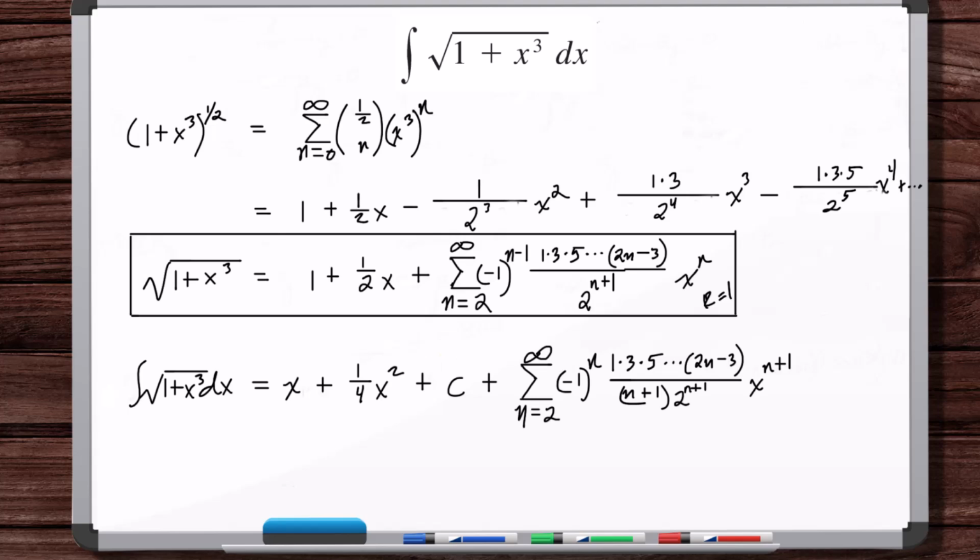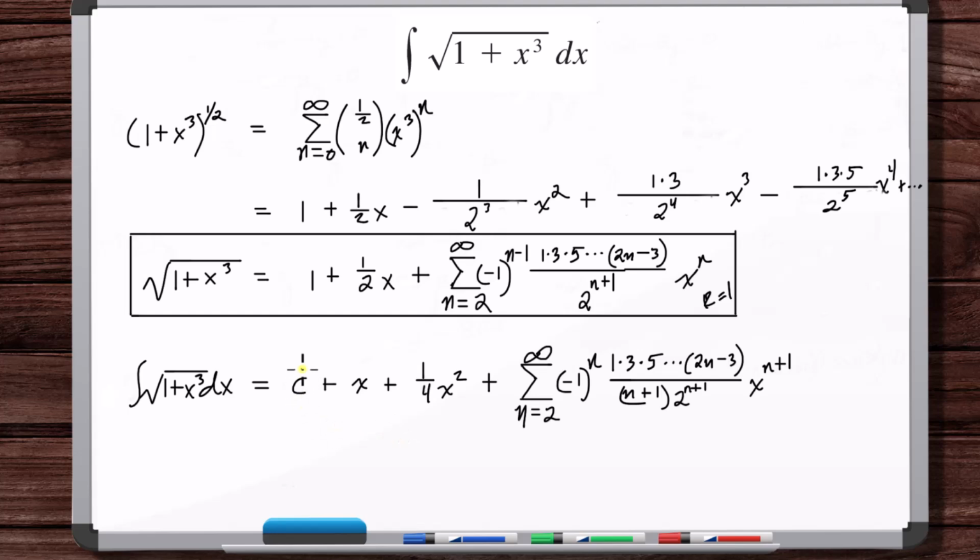And let's actually bring the c out front. So x plus 1/4 x squared. So c plus x plus 1/4 x squared. Typically you'd put the c over here, right? But that would create confusion with the sum, is all. Okay, and that's it. It's that simple.